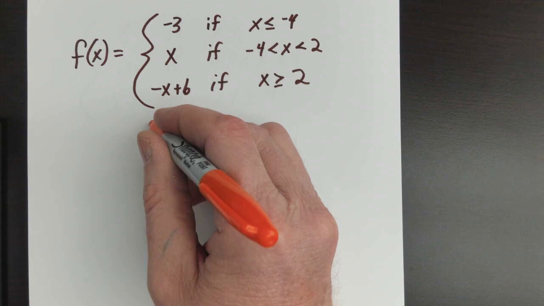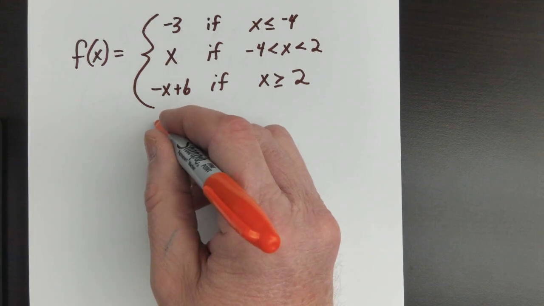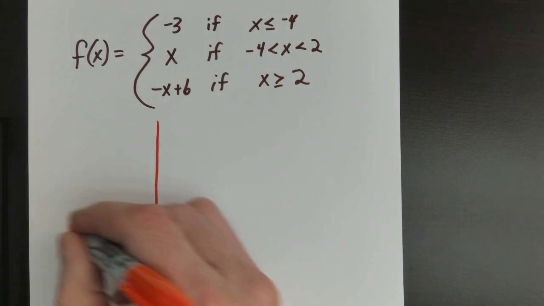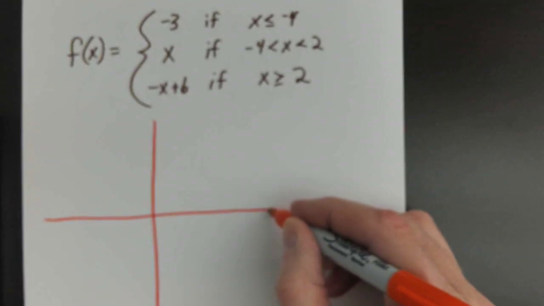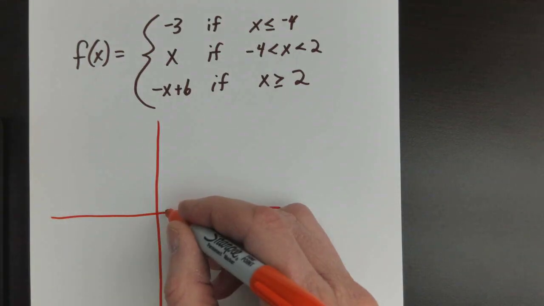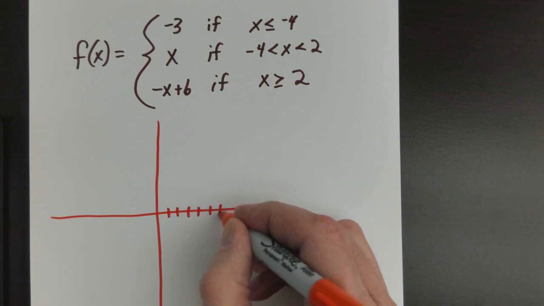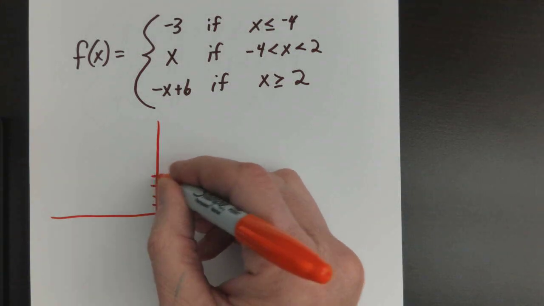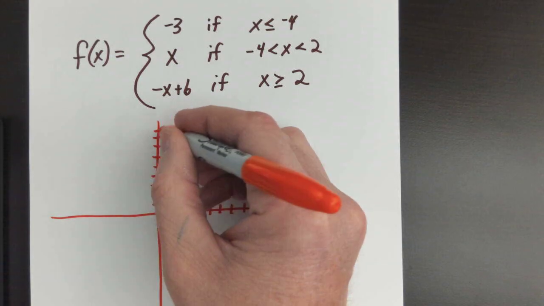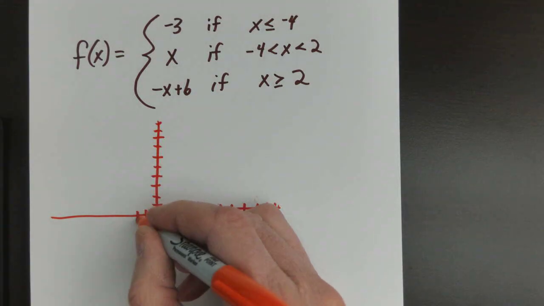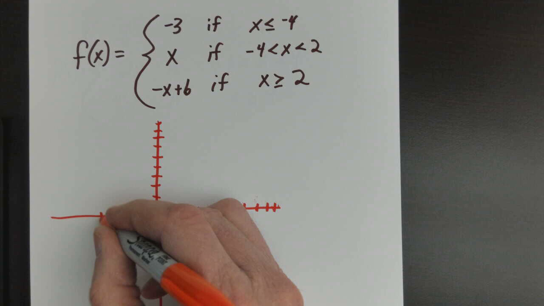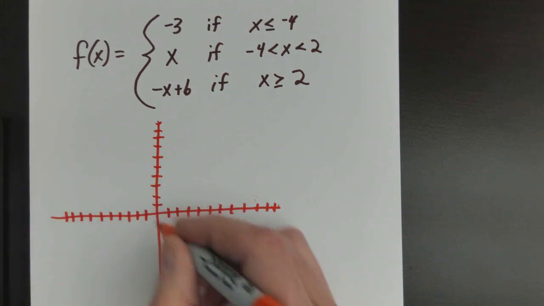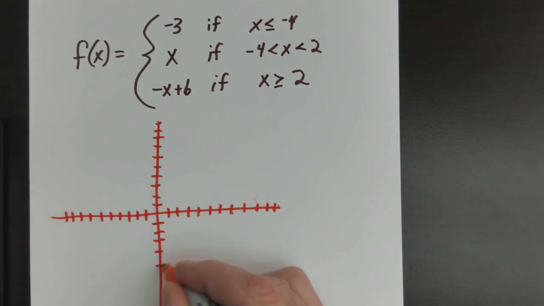I apologize for not having graph paper, so we're going to have to just draw it out here. Try to make the spacing between your tick marks somewhat even.